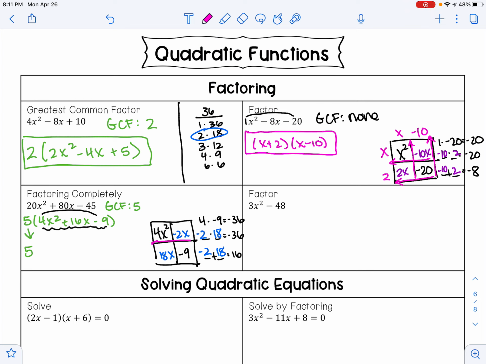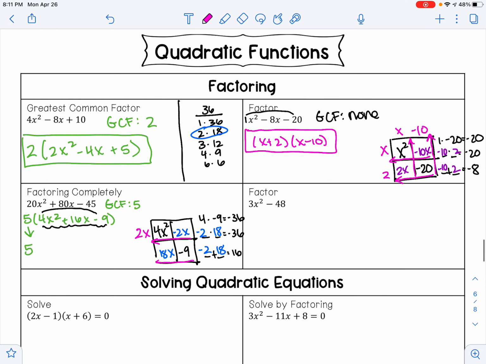The greatest common factor of this top row is 2x. The greatest common factor of this bottom row is 9. The greatest common factor of the left side is 2x. And the greatest common factor of the right side is negative 1. And so my factors are 5 from my GCF times 2x plus 9 times 2x minus 1. So this entire thing is my answer, including the factor from my GCF.